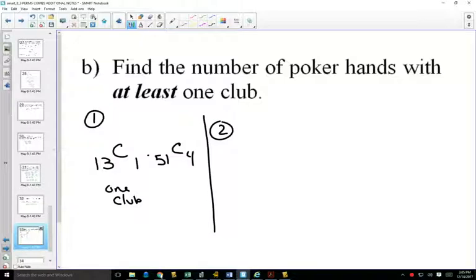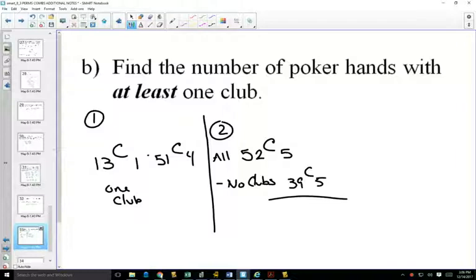Okay? Number 2. Well, I've already figured out that there are 52 choose 5 poker hands possible. And I just counted the ones that have no clubs. That was 39 choose 5. If I subtract those 2, what would be left would be ones that have at least 1 club. Because I count all of them, I subtract the ones that have no clubs, what's left is at least 1 club. Okay?